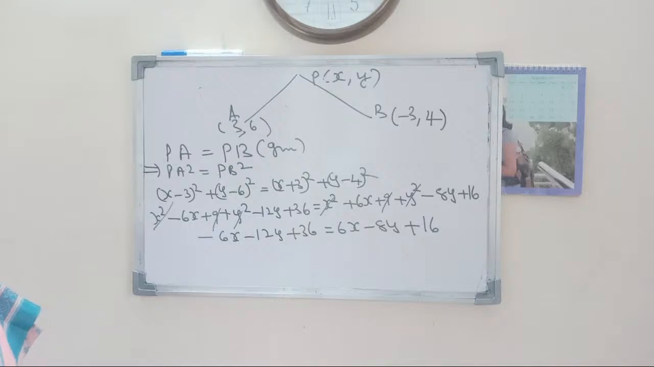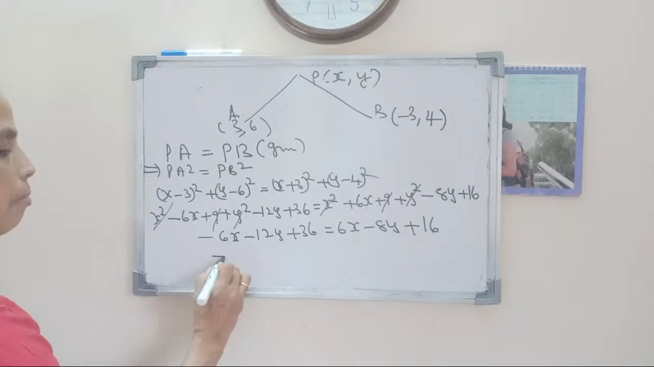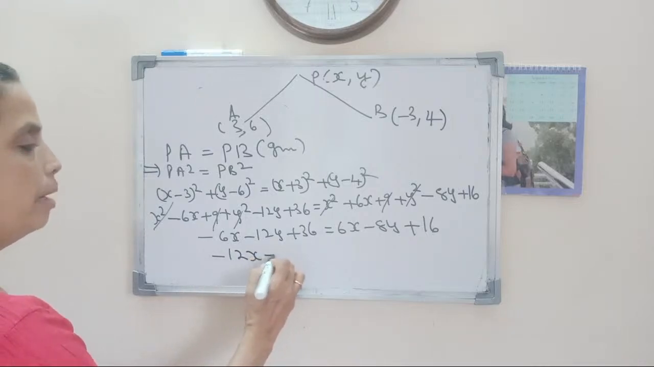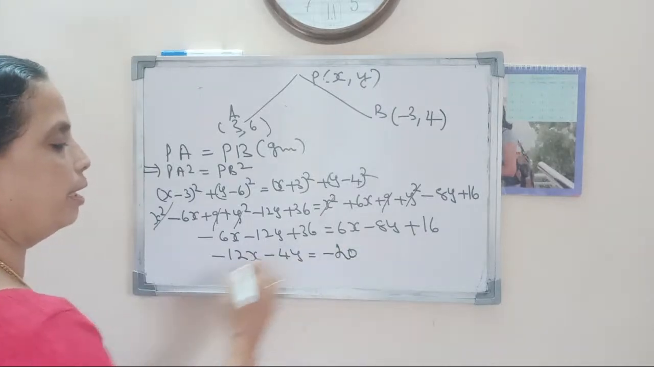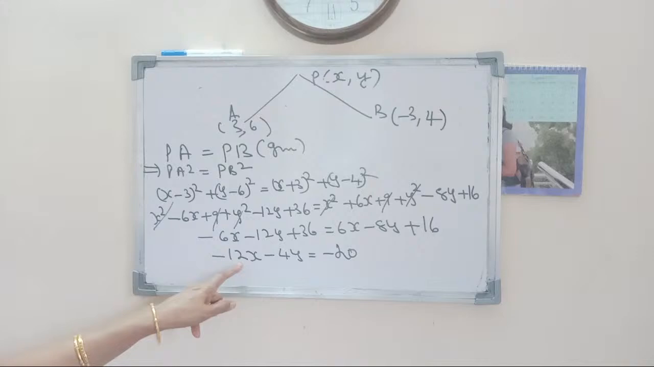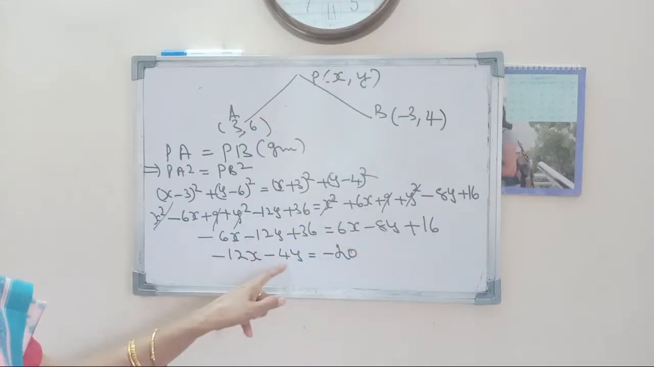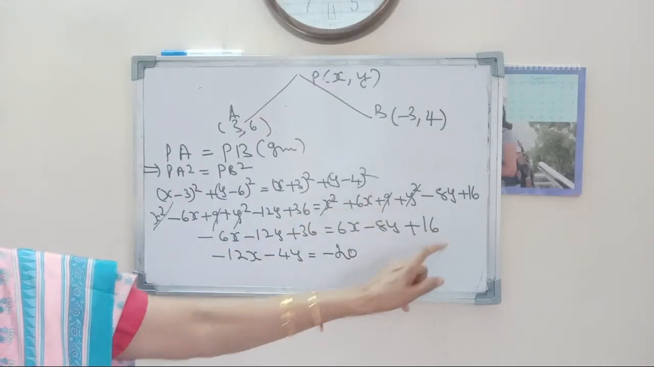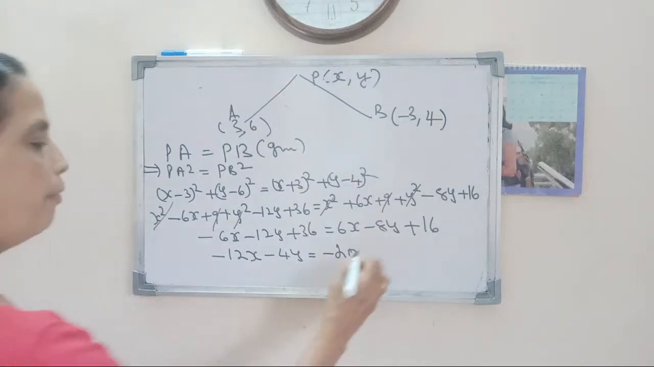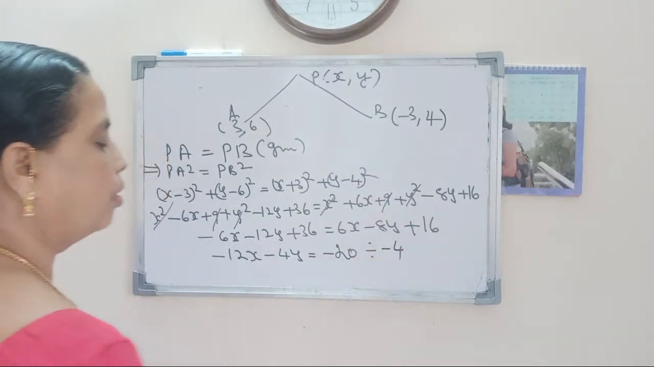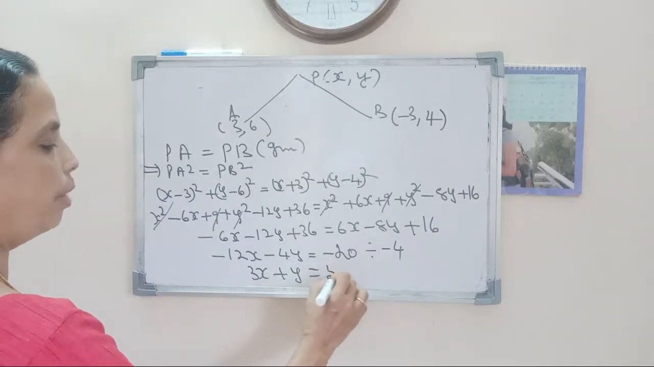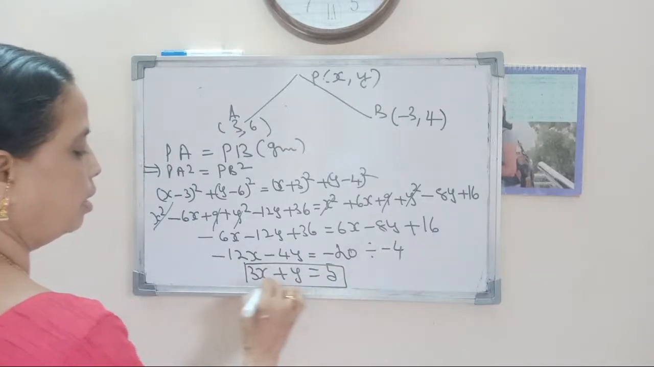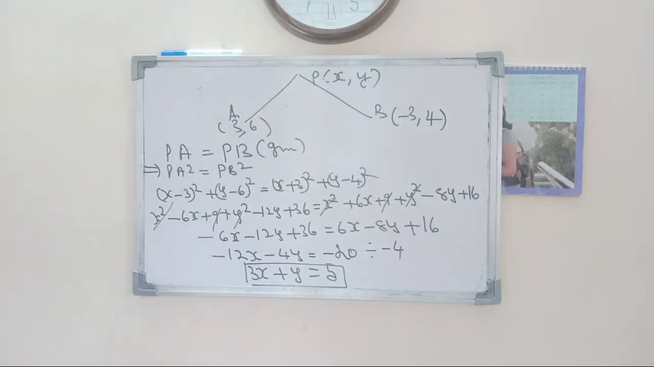Cancelling the LHS and RHS parts. Now transfer, it becomes minus 12x minus 4y equals minus 20. Correct? Minus 12x minus 4y equals minus 20. So now the common factor is minus 4. What will you get? 3x plus y equals 5. Check your answer. 3x plus y equals 5.